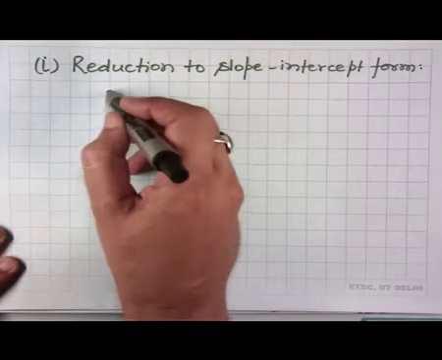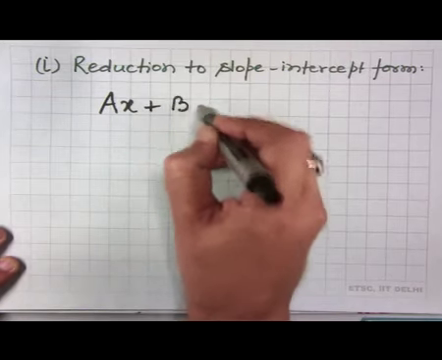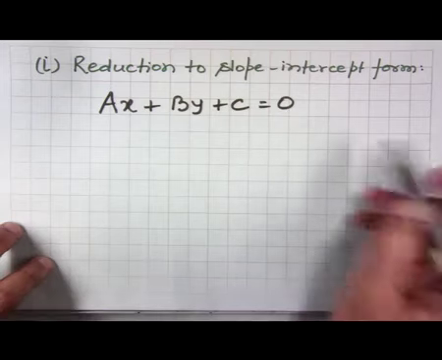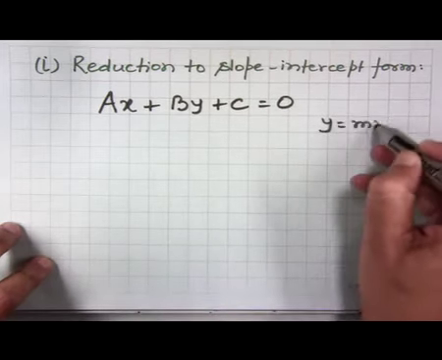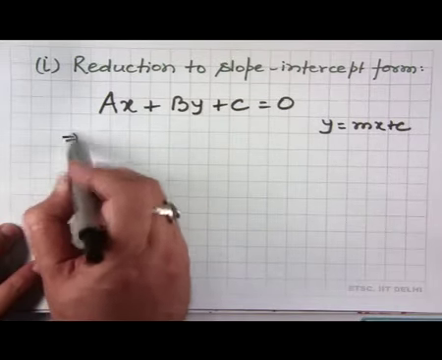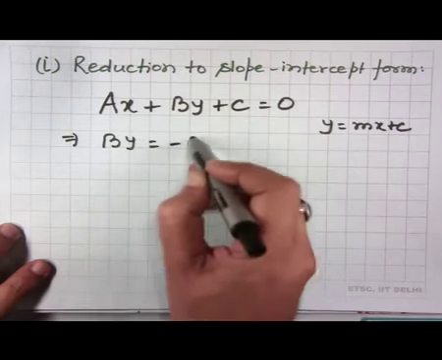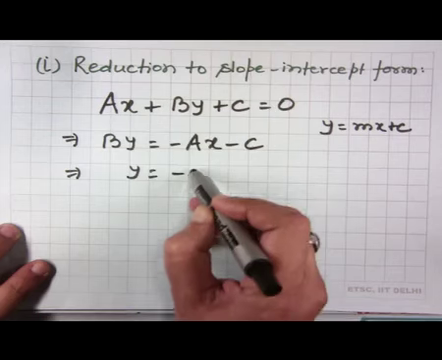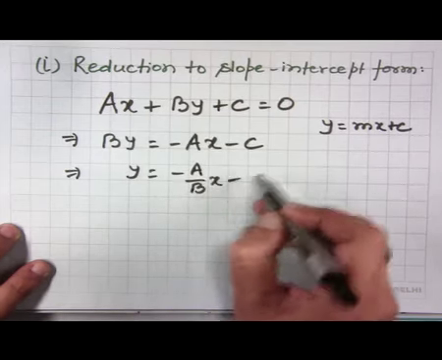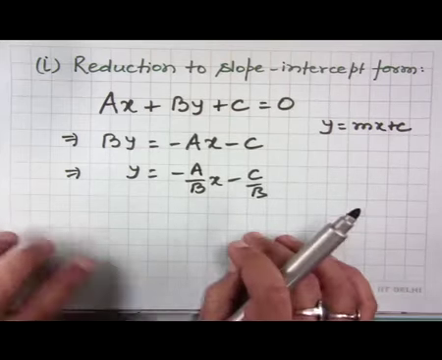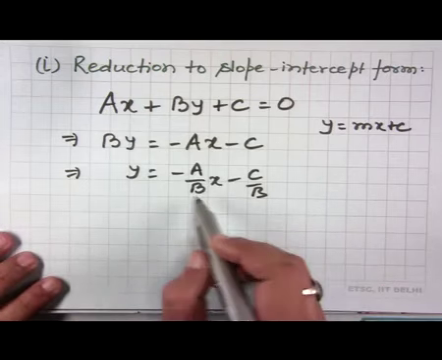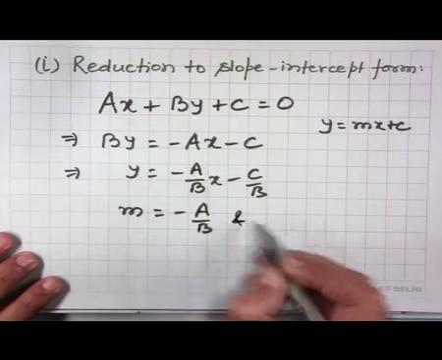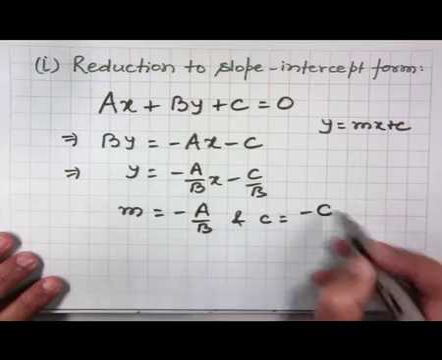So, equation in general form is Ax plus By plus C equal to 0. Slope intercept form is what? This is y is equal to mx plus c. So, this can be written as By is equal to minus Ax minus C. This implies y is equal to minus A by B x and minus C by B. Now, we compare this equation with y is equal to mx plus c. So, here m is equal to minus A by B and c is equal to minus C by B.